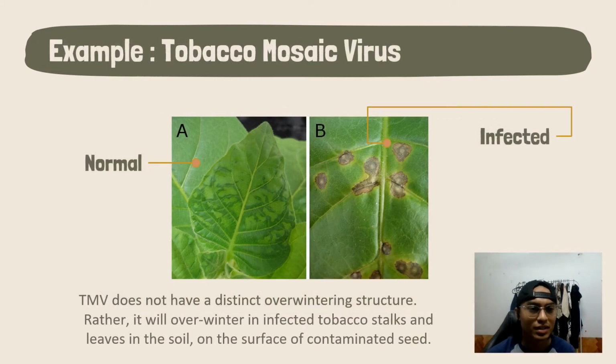As an example, this is the tobacco mosaic virus, so we call it TMV. It does not have a distinct overwintering structure. Rather, it will overwinter in infected tobacco stalks and leaves in the soil, on the surface of contaminated seed. TMV can even survive in contaminated tobacco products for many years, so smokers can accidentally transmit it by touch, although not in the smoke itself.